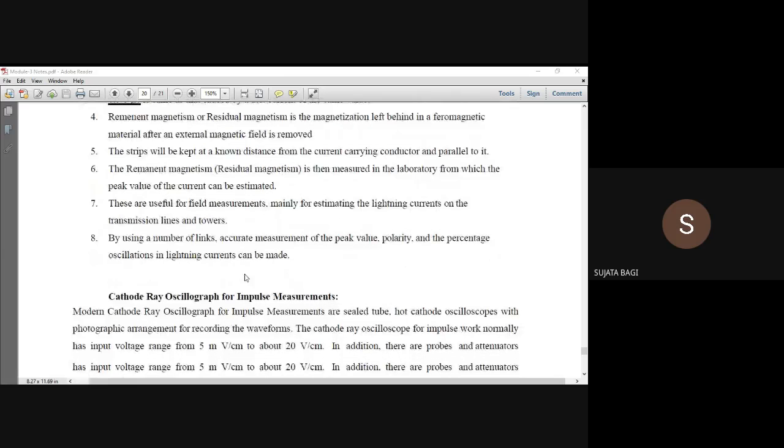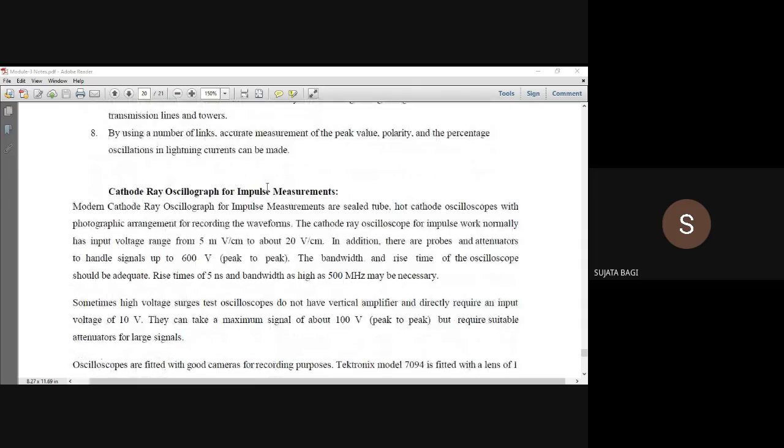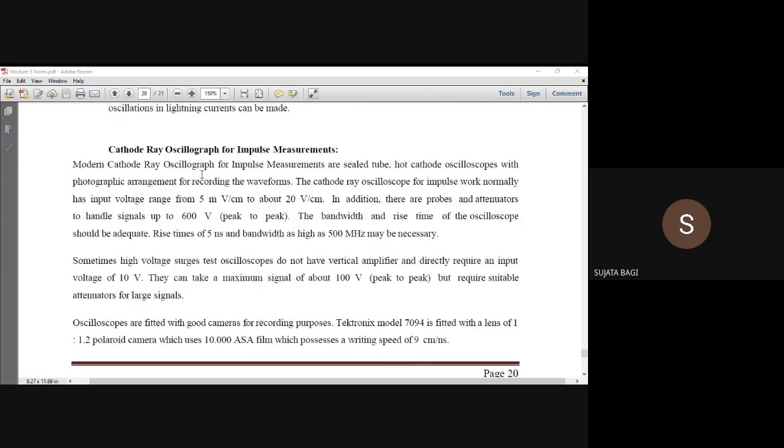With this, let us go to the next topic, the cathode ray oscilloscope for impulse measurement. This is an important topic. Till now, in so many topics, different systems have been connected to the CRO. Through the CRO we see the different waveforms, and whatever we want to measure is displayed on it. Now, how does the CRO actually look? The modern oscilloscopes for impulse measurement are sealed tube, hot cathode oscilloscopes with a photographic arrangement for recording the waveforms.